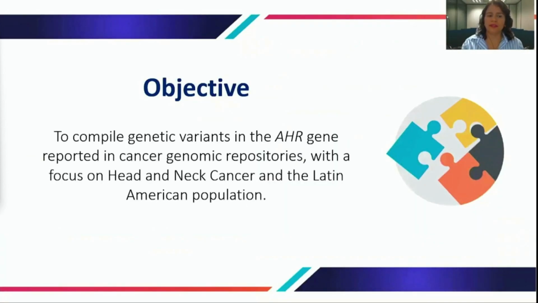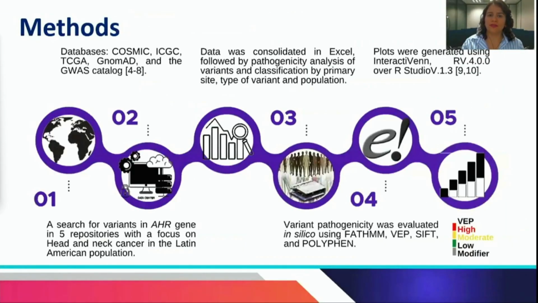The objective of this study was to compile genetic variants in the AHR gene reported in cancer genomic repositories, with a focus on head and neck cancer and the Latin American population. The methods: a search for variants in AHR was performed in 5 repositories, focusing on head and neck cancer and Latin Americans. The databases included were COSMIC, ICGC, TCGA, gnomAD, and the GWAS catalog.